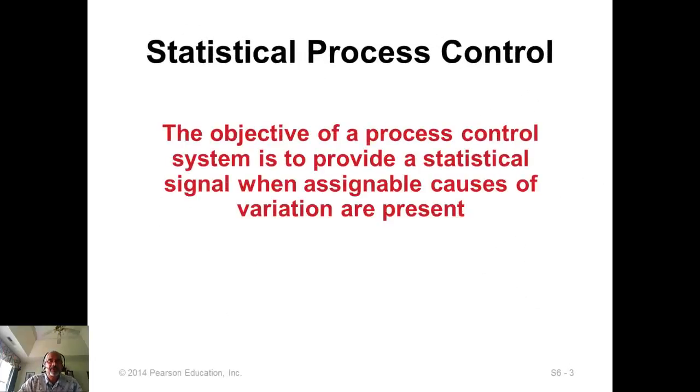Statistical process control is a mechanism by which we try to get a statistical signal when there are assignable causes present in the production process. Now, what are assignable causes? Okay, we'll talk about that in just a few minutes.